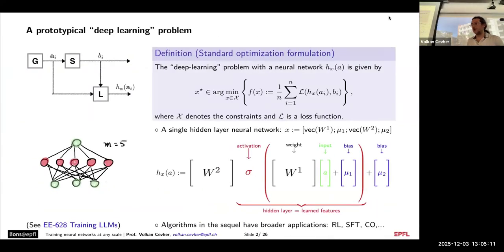Now, I'm going to talk about algorithms that try to solve this at scale, but know that the algorithms that I will describe are much more broadly applicable. You can use them for RL, for supervised fine-tuning, and even things like combinatorial optimization, which will come up in a little bit. If you want to see a longer treatment of these, I actually give a course at EPFL called Training Large Language Models. My material is online, so there's a longer treatment of some of these topics there.